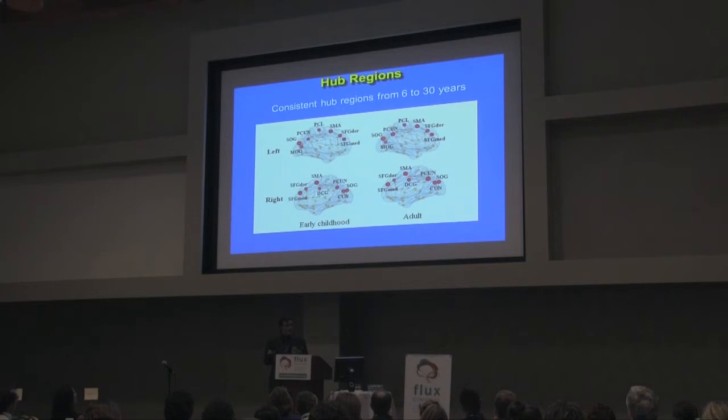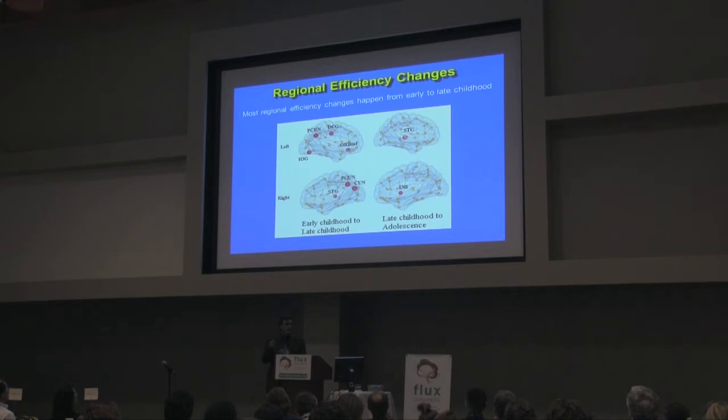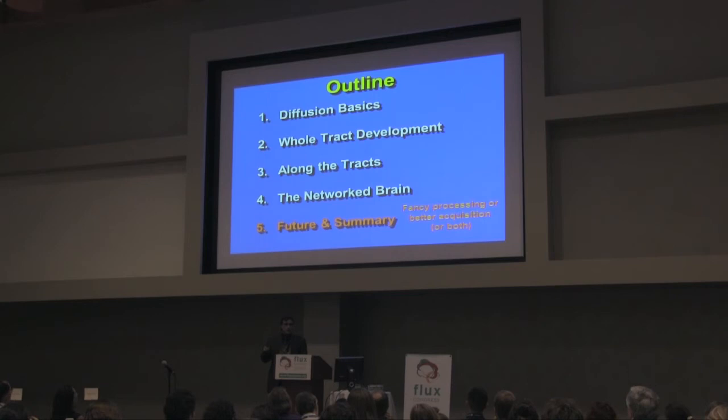What's interesting is that the hub regions that are identified in each of those groups remain consistent from early childhood to adulthood. I mean, these pictures are pretty much identical. But it doesn't mean that the regions themselves aren't changing, and there are regional efficiency changes that occur, and some of the usual suspects that appear in these network studies appear in ours as well, including the precuneus and some orbital frontal regions. All right, so those are some areas that I believe are going to shed some light into the developing brain, and are still works in progress.